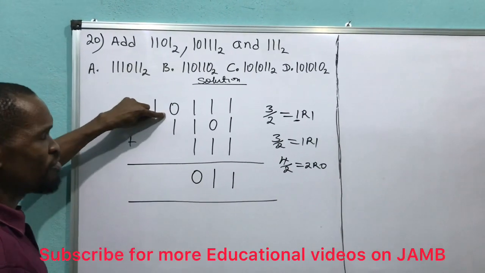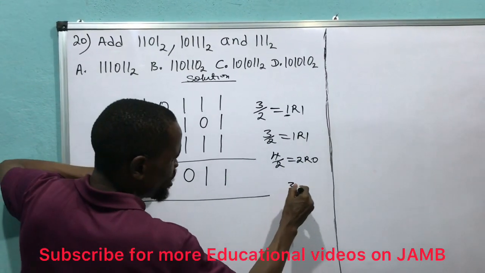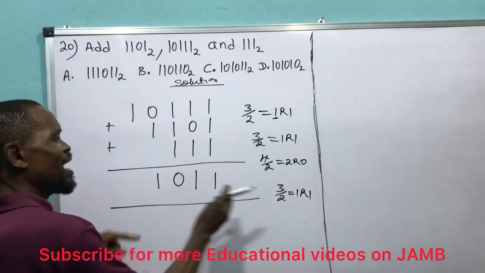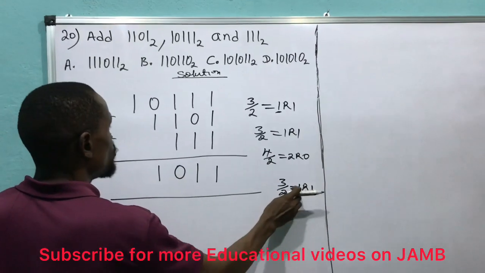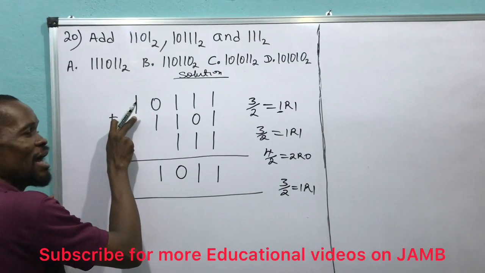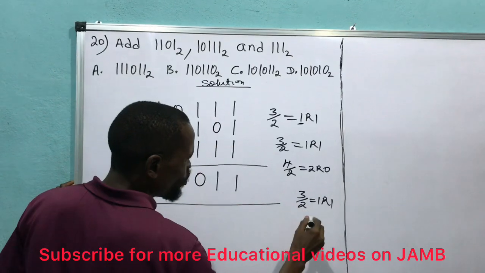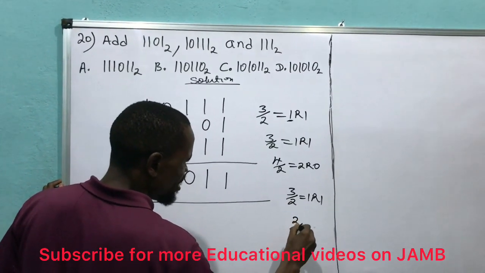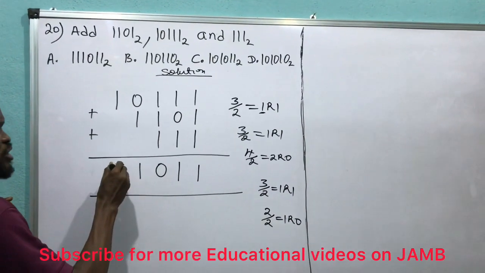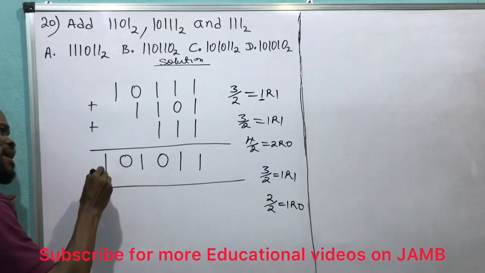Adding 2 to 0, 2 plus 1 gives me 3. Can I write 3 here? No, I have to do 3 divided by 2, giving me 1, remainder 1. I will write down my remainder and carry my quotient over there. Putting it here becomes 2. I cannot write 2 here. I will now say 1 plus 1 will give me 2. 2 divided by 2 will give me 1, remainder 0. I will write down 0 and carry my 1 over here. And there is nobody here to add the 1, so I will write it down here.